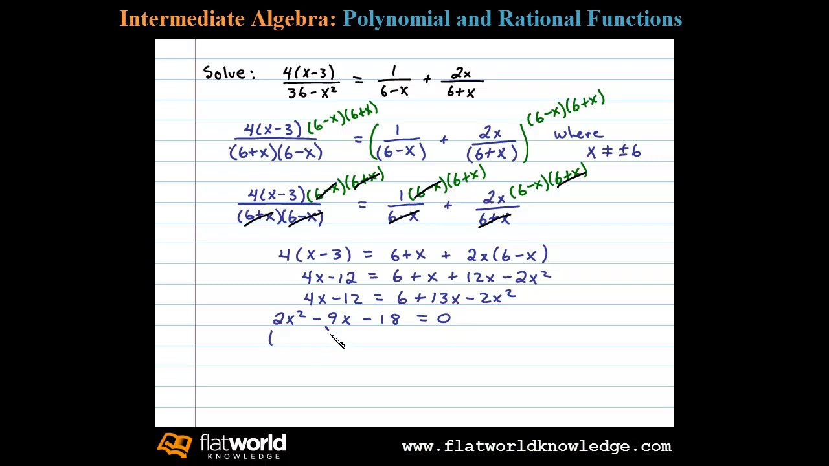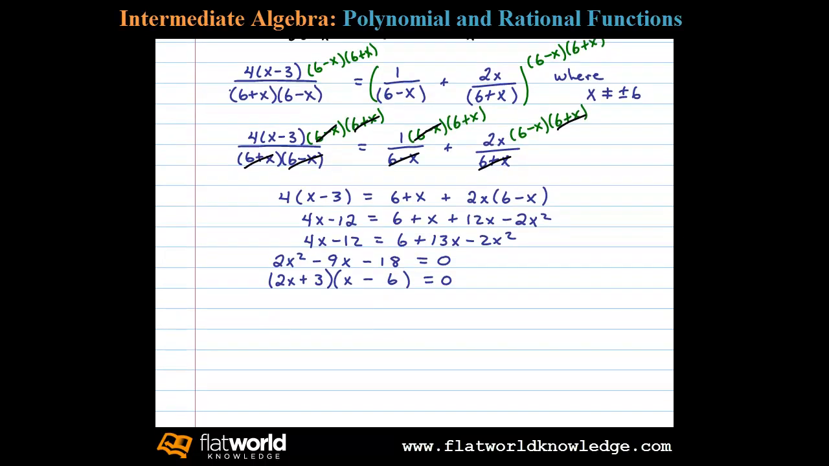Now let's try to factor this. 2x squared factors, 2x times x. 18 factors, 3 times 6. Let's put the 6 here and the 3 there. That leaves us with a 12x, and a 3x adds up to negative 9x. The 12 is negative and the 3 is positive. Positive 3 times negative 6 is negative 18. That looks good.